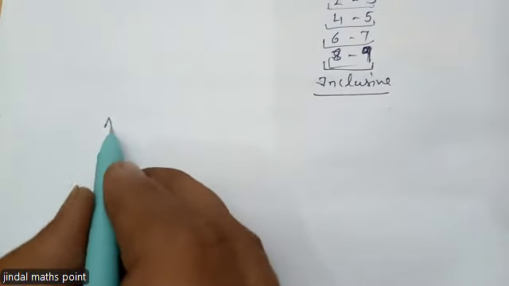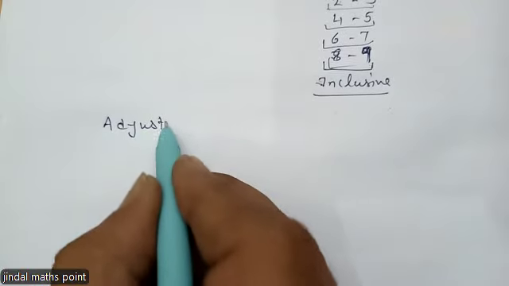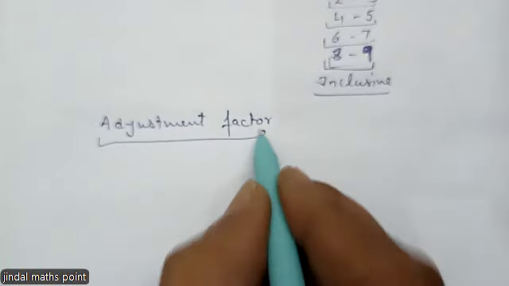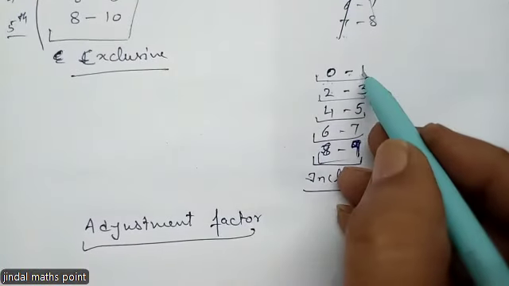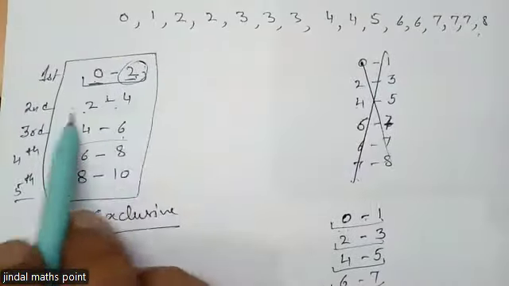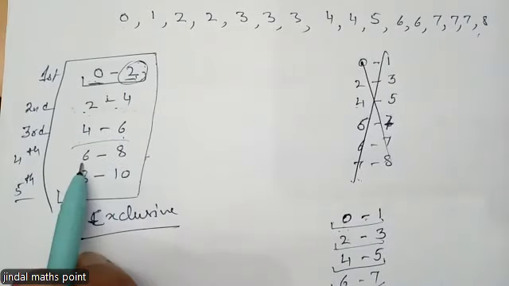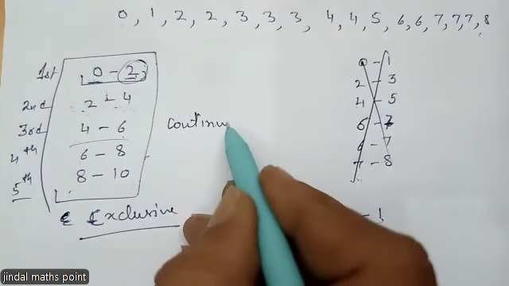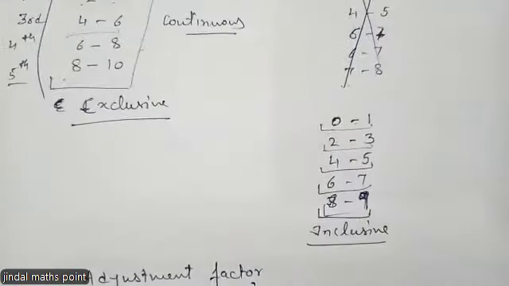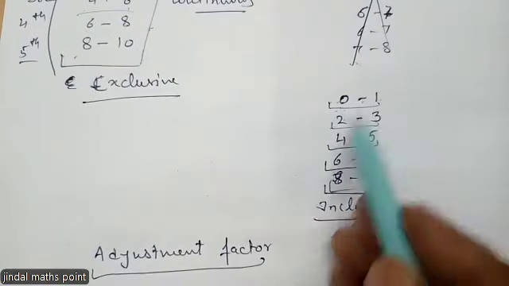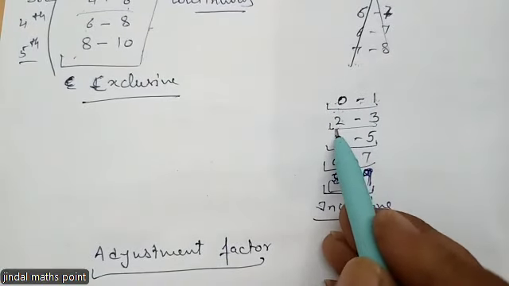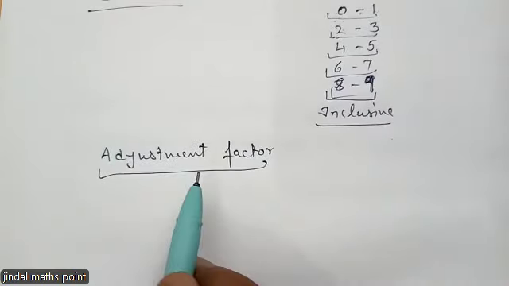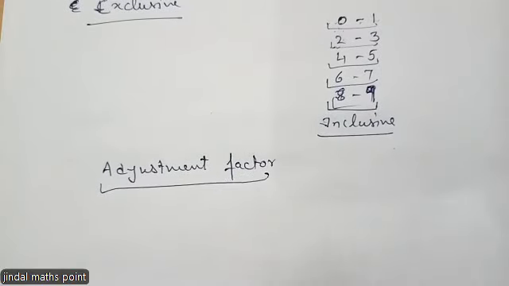Now, one is a factor, the adjustment factor. This is continuous: 0 to 2, 2 to 4, 4 to 6, 6 to 8. 6 is there, 8 is there, and so on. This is called continuous. But here, this is not continuous, 0 to 1. Here, if I want 1 to 4, and so on, then it is included, continuous. But this is not continuous.